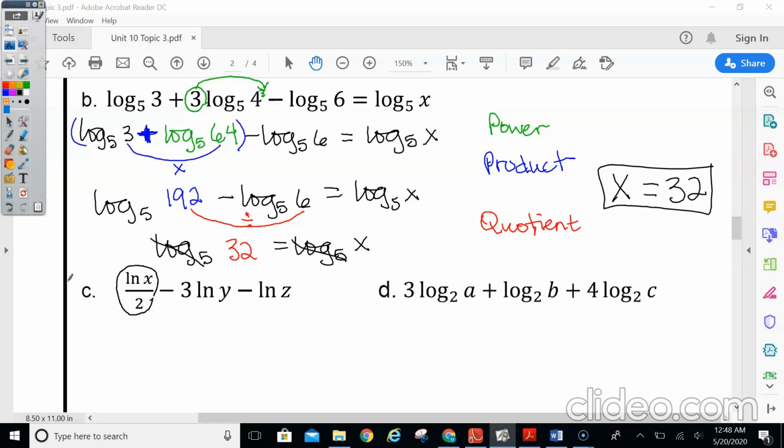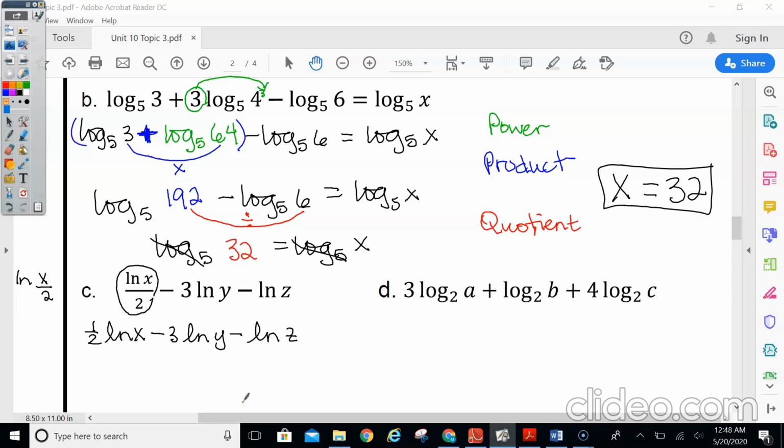In order for you to use the quotient rule, it would have to be ln of x divided by 2. Then you could split it up into log of x, log of 2. This one doesn't have a log in it. So technically we can rewrite this one as 1/2 natural log of x minus 3 natural log of y minus natural log of z.